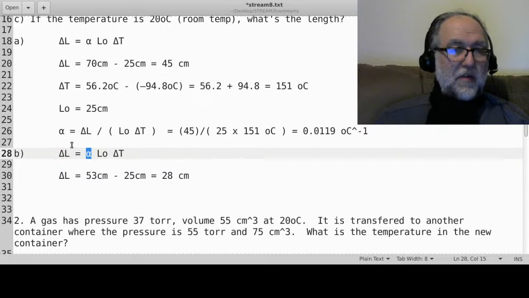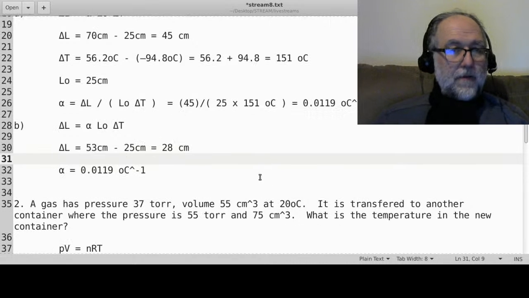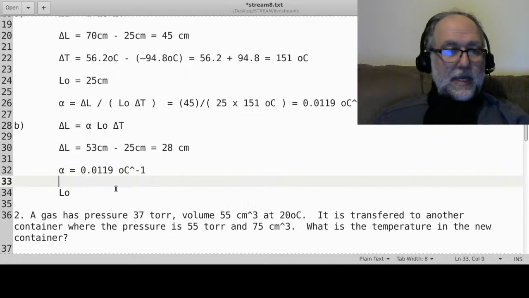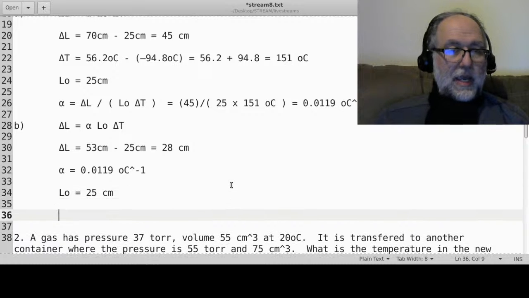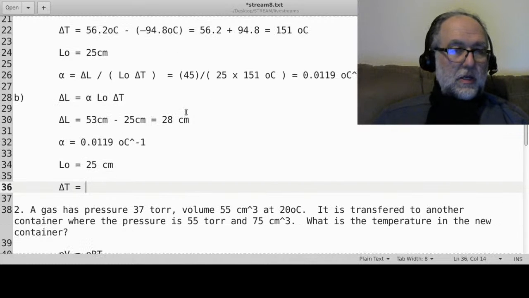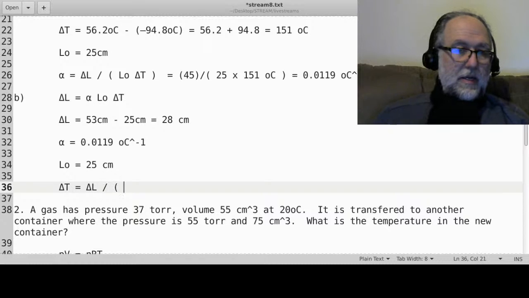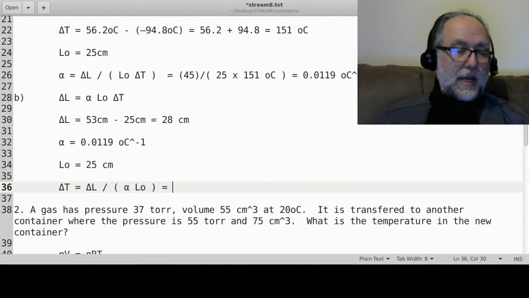We have now delta L. Do we have alpha? Yeah, we have alpha because that's what we calculated in the previous question. Do we have L naught? Yes, that is our reference length, the shortest length, the length at the freezing, 25 centimeters. And the formula says now you can calculate delta T. So let's calculate delta T. That's going to be delta L divided by alpha L naught. I'm taking this equation here and dividing both sides by alpha L naught. And what's that going to equal?